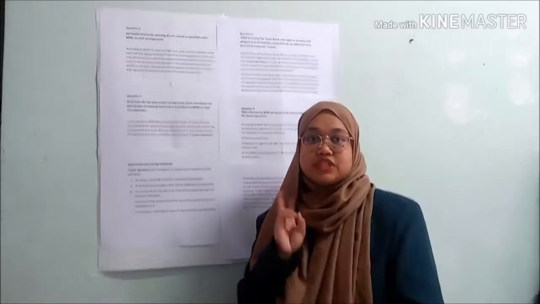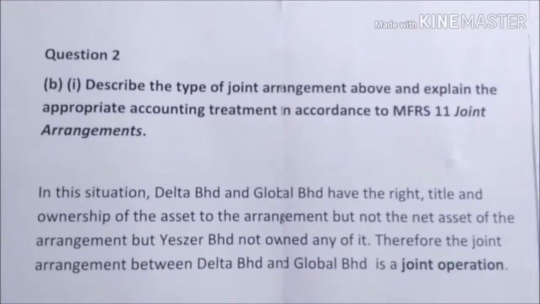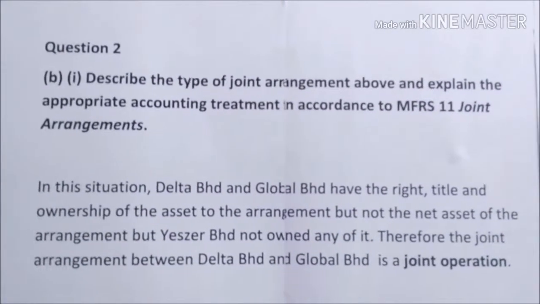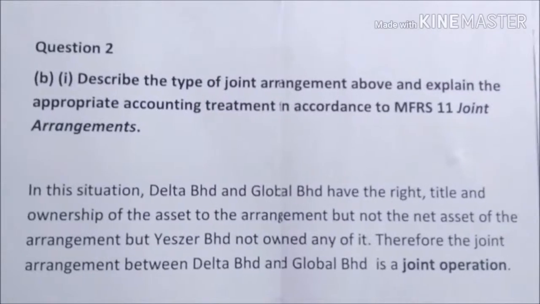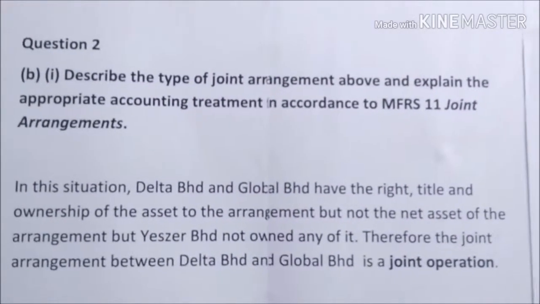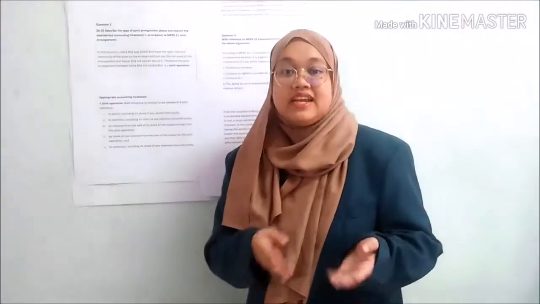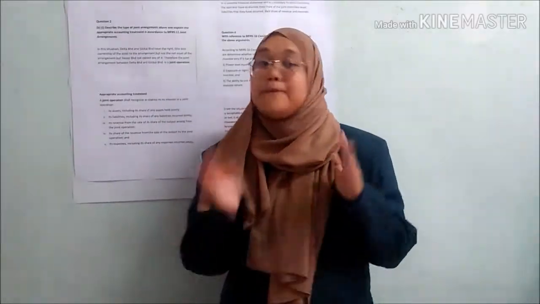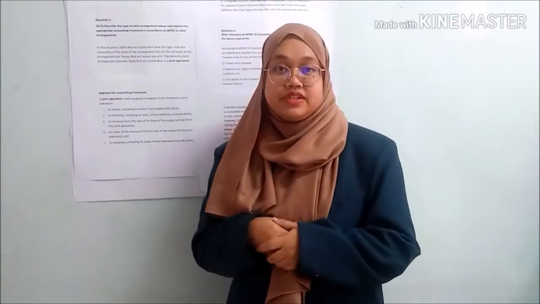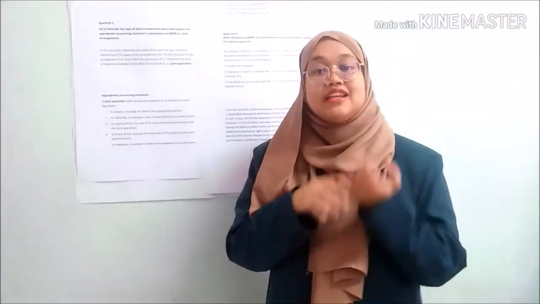Next, we will go to question number 2B1. The question is to describe the type of arrangement above and explain the appropriate accounting treatment in accordance with MFRS 11 Joint Arrangements. In this situation, Delta Berhad and Global Berhad have the rights, title and ownership of the assets of the arrangement, but not the net assets of the arrangement. Yasser Berhad does not own any of it. Therefore, the joint arrangement between Delta Berhad and Global Berhad is a joint operation.